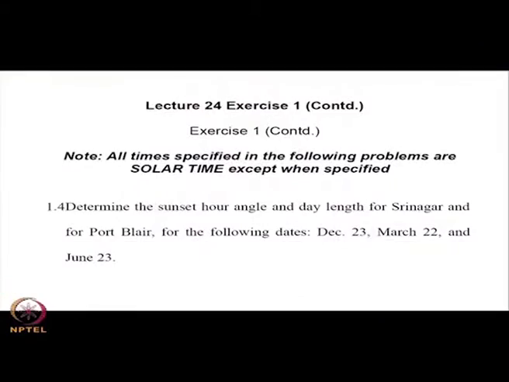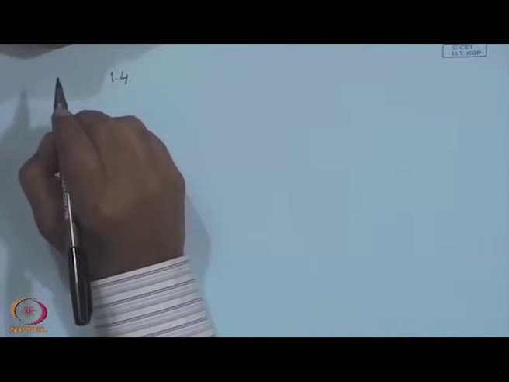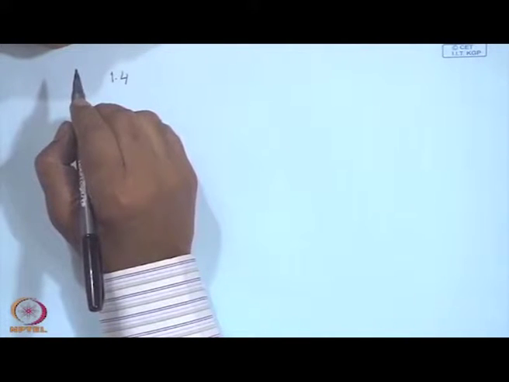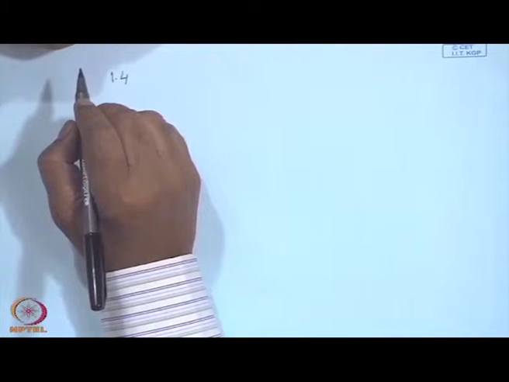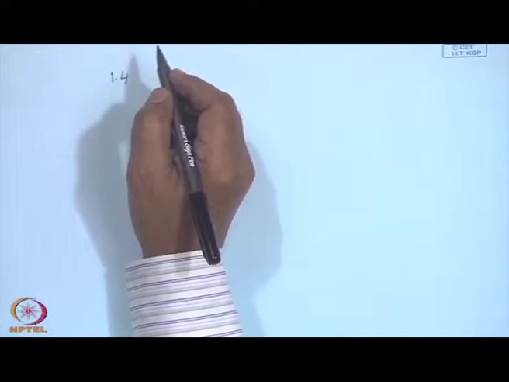So, last time we were solving some problems which involved the angles mainly as seen by the surface, and then we were halfway through problem 1.4, which deals with determine the sunset hour angle and day length for Srinagar and Port Blair for the following dates: December 23rd, March 22nd and June 23rd.